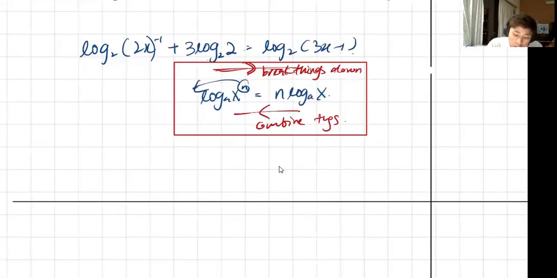Okay? So what you do now is you want to combine things. You want to combine these two. So you want to actually go the reverse of the law of logarithm. So you bring the 3 to the top.